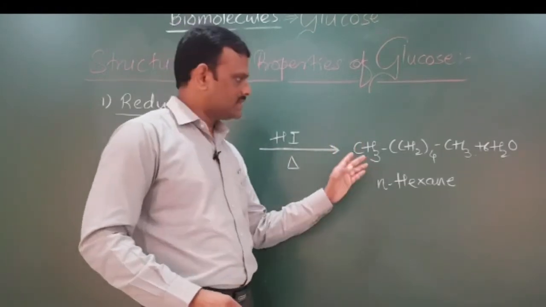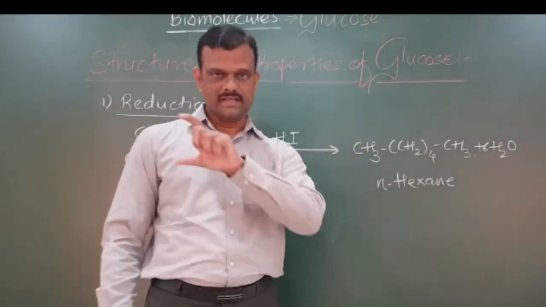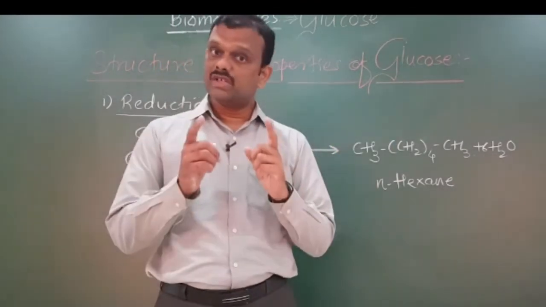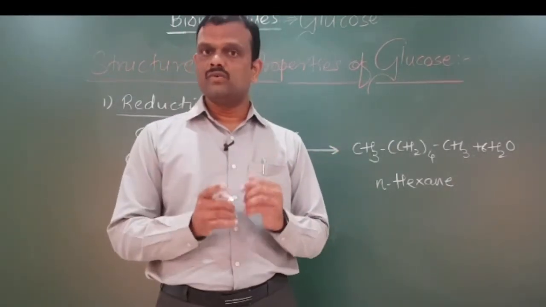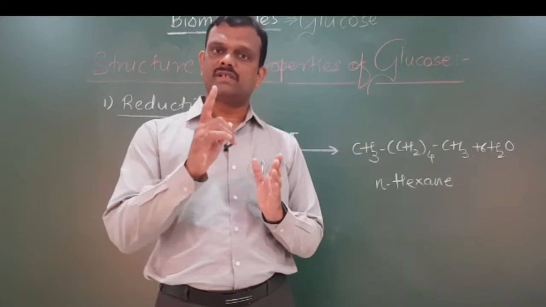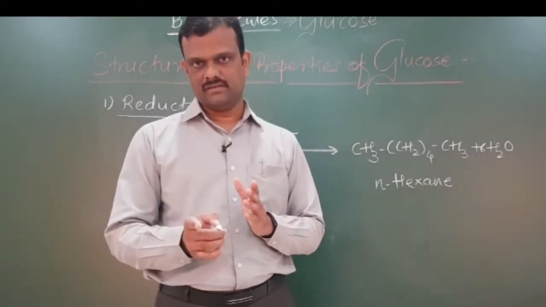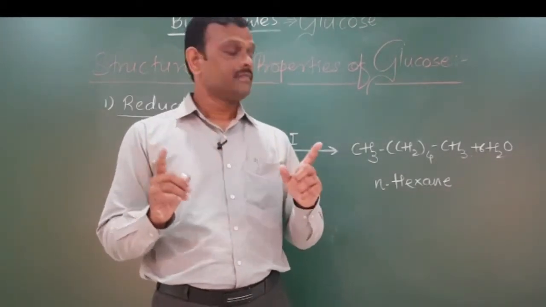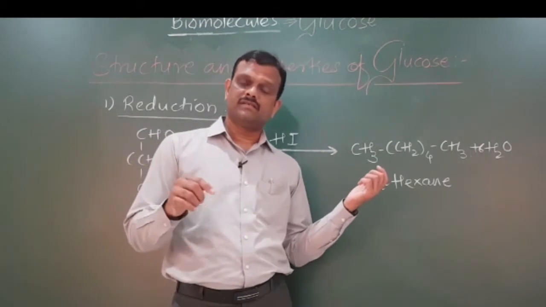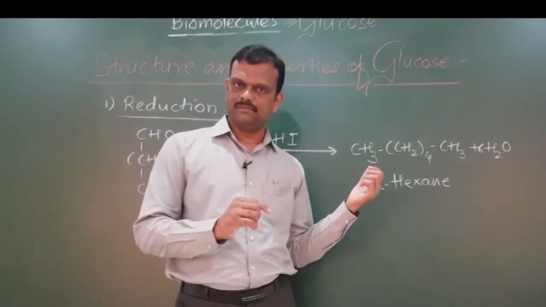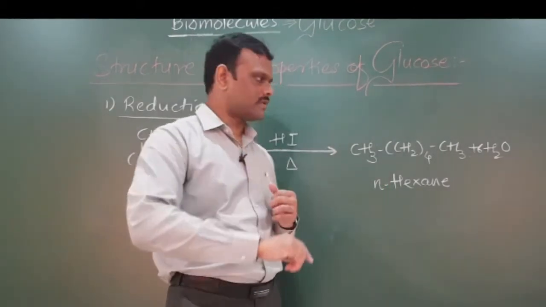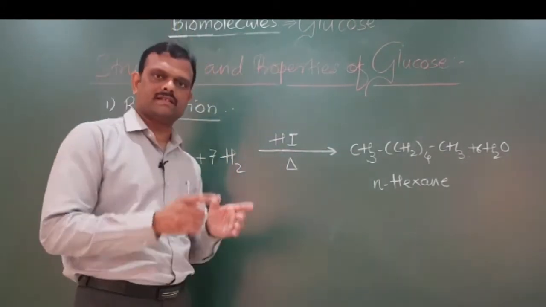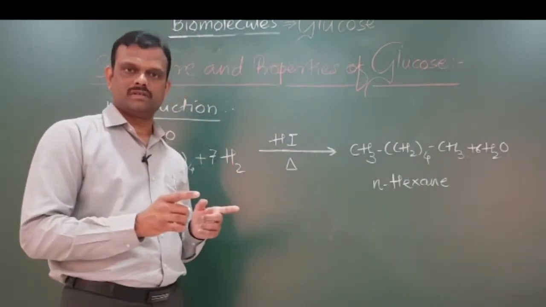N-hexane, that means all the 6 carbon atoms are arranged in a straight chain, which proves that in glucose there are 6 carbon atoms which are arranged in a straight chain. That means no branch is present on the glucose molecule. First fact proved, that means glucose is a straight chain compound.